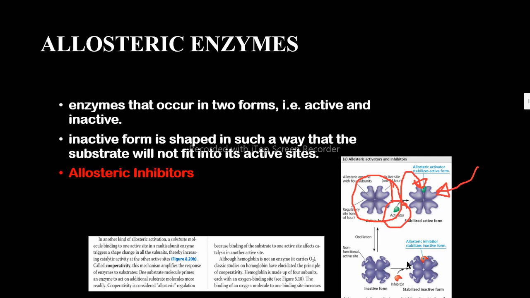Similarly, if an inhibitor binds, if this is the active shape of the active site, and the inhibitor binds, then instead of activating the enzyme, the enzyme is going to be inactivated, and you form a shape that cannot carry out any catalysis, and you stabilize that inactive form.